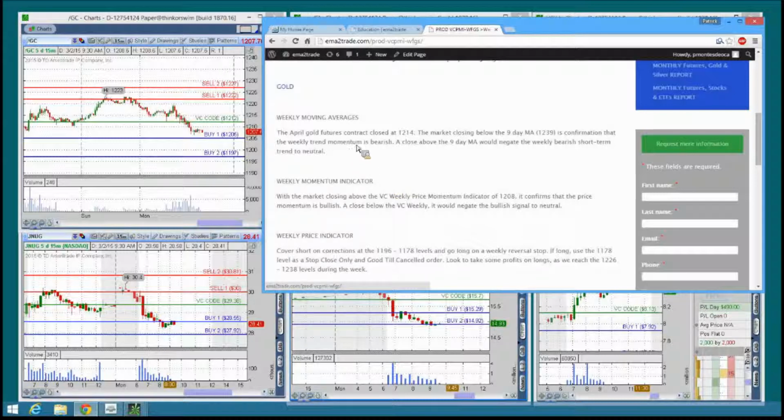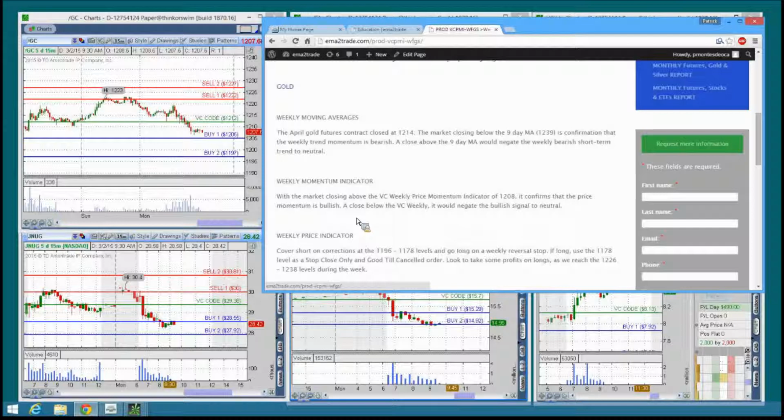On Friday, the April gold futures contract closed at 1214, and the market closing below the 9-day moving average gave us an indication that the trend, the momentum, was still a bit bearish. But it also tells you that if you close above 1239, this bearish short-term trend would be negated.